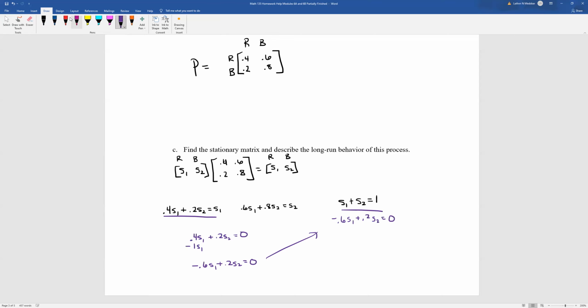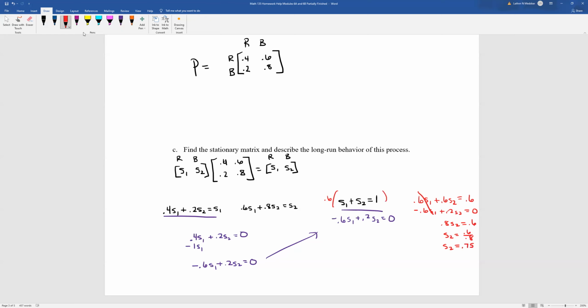And then it's really easy to get rid of S1 if we just multiply the top equation by 0.6. So 0.6 S1 plus 0.6 S2. Don't forget to multiply the 1 by this. That's going to be 0.6. Negative 0.6 S1 plus 0.2 S2 equals 0. That cancels. That's 0.8 S2. If I add the column, it equals 0.6. And if I divide 0.6 by 0.8, I get 0.75.